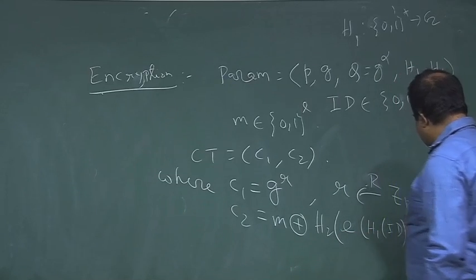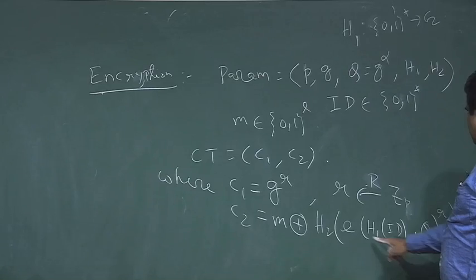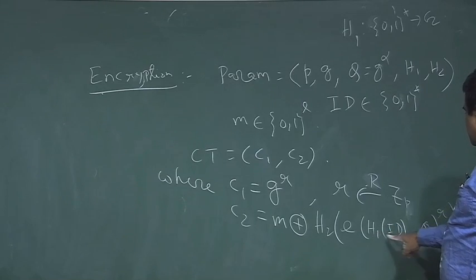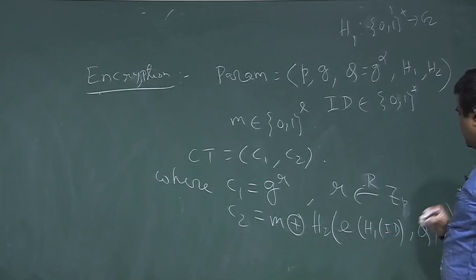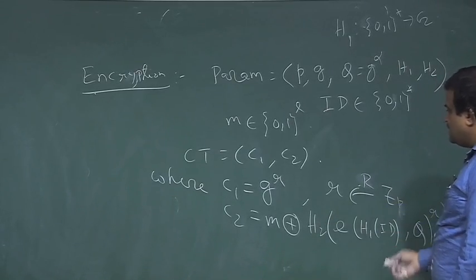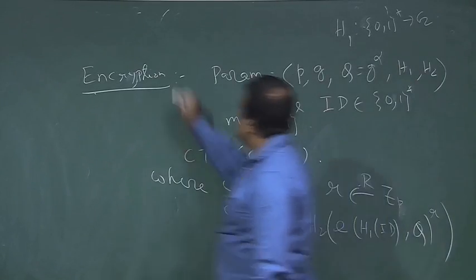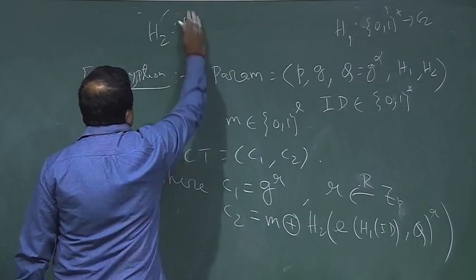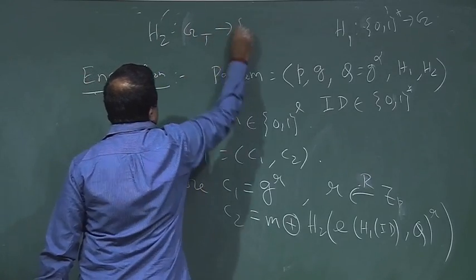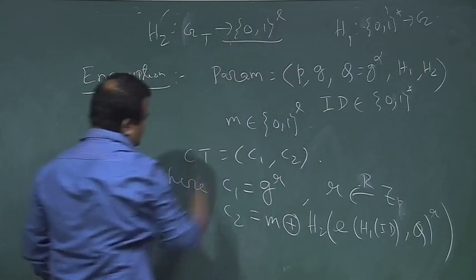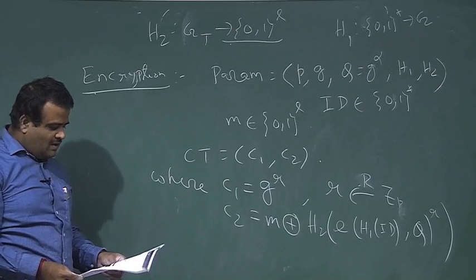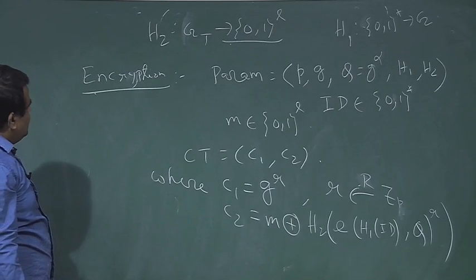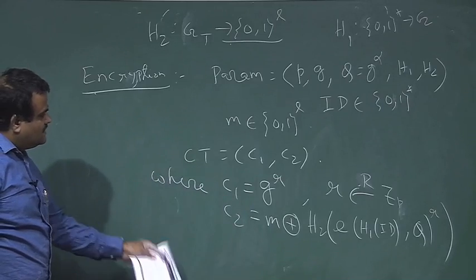So, this will be an element in GT, because this is an element in G and this is an element in G. Then H2 will convert it, H2 being a mapping, if you recall, a hash function from GT to 0 1 to the power L, because our message is L bit. So, we can do the XOR with this. So, this is the encryption which Alice is doing for Bob. Alice is sending this message to Bob.